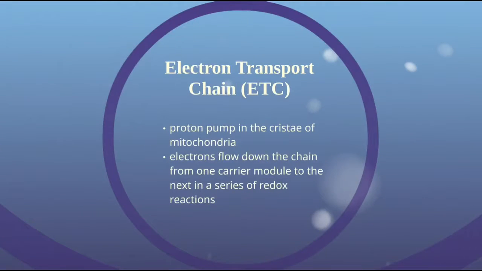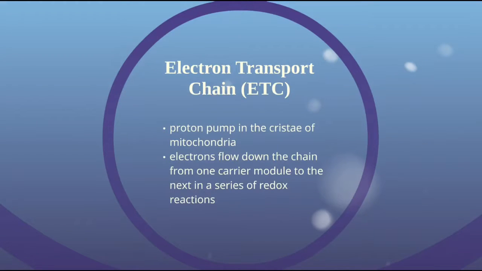Next up, we have the electron transport chain. The ETC is a proton pump in the cristae membrane of mitochondria. It is an energy coupling reaction that creates a proton gradient in the cristae membrane, necessary for the production of ATP through chemiosmosis or oxidative phosphorylation.